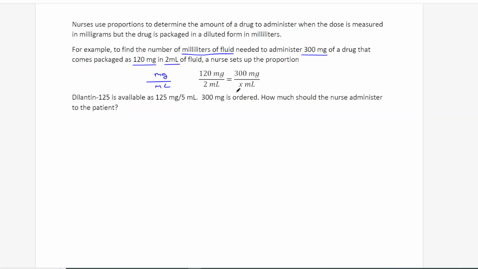So this is the example that they give you in the textbook. I took it verbatim from your textbook questions, but these are the types of questions that you will be asked to solve.